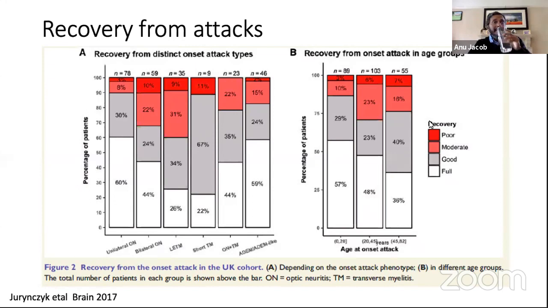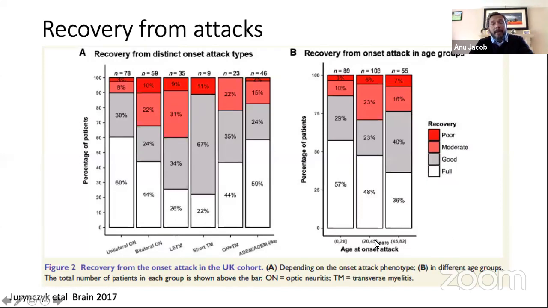Do patients recover from attacks? They do. This is again from the UK study, and this is the proportion of patients by the index event they presented with. The darkest red is poor recovery, the lighter red is moderate, gray is good, and full recovery is white. So optic neuritis, good recovery, but a small proportion is left behind. Bilateral, long myelitis, a small proportion severely affected, and so on. ADEM, good recovery in the majority.